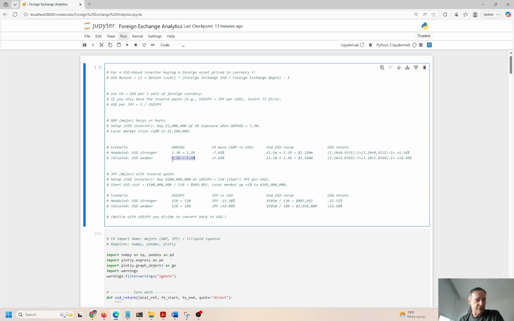Here, the pound goes from a little bit cheaper to a little bit more expensive. Here, it's a little bit more expensive, a little bit cheaper. This is the mathematical operation here. 1.10 times 1.0769, minus 1 is 1.1%.